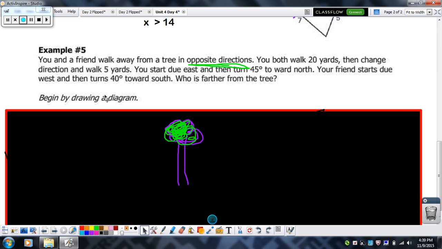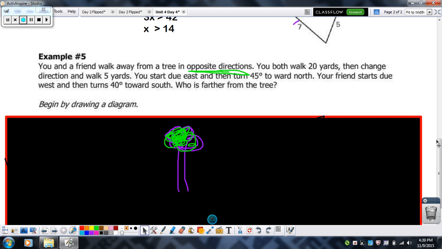I just want you all to begin by drawing a diagram like I have with this lovely tree. However, add some lines, draw some triangles, and we'll be sure to go over this one in class with you all tomorrow.